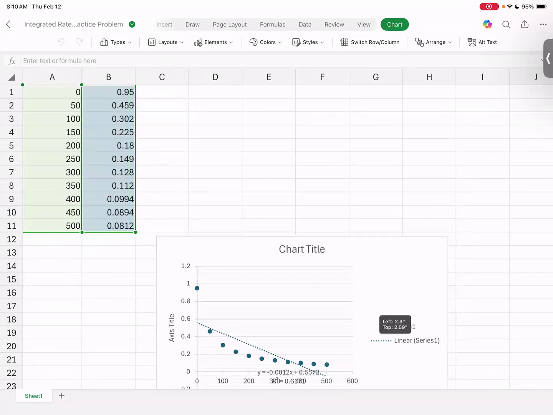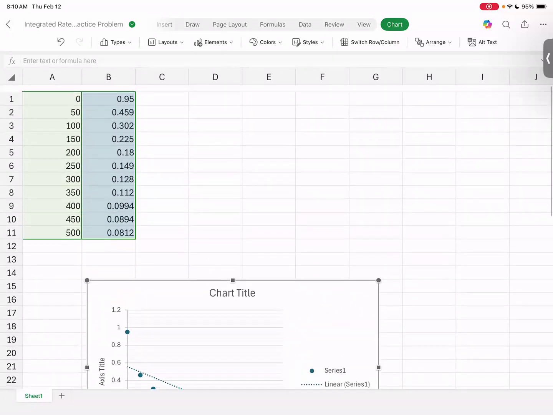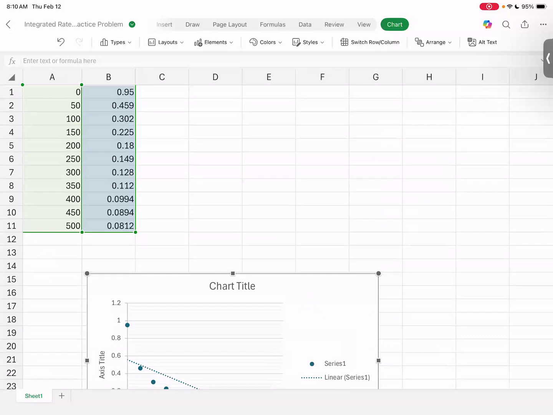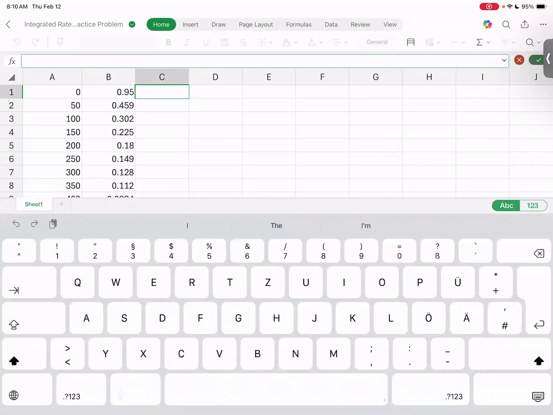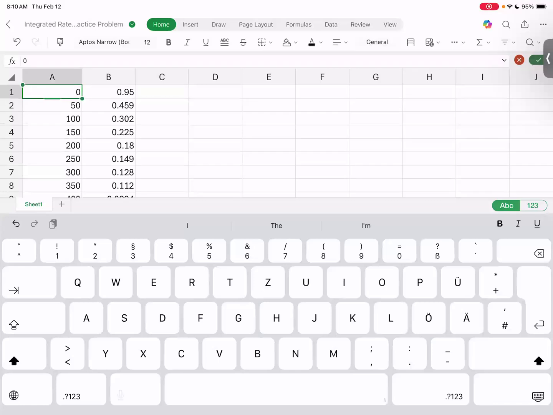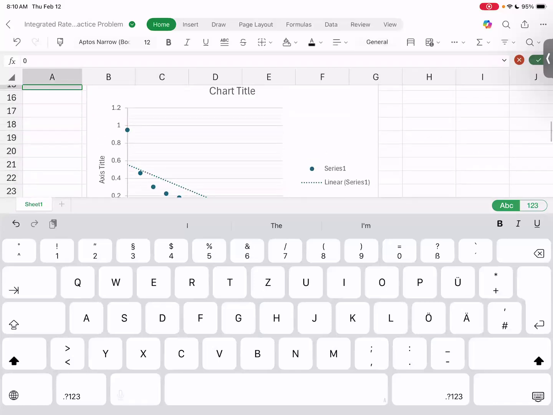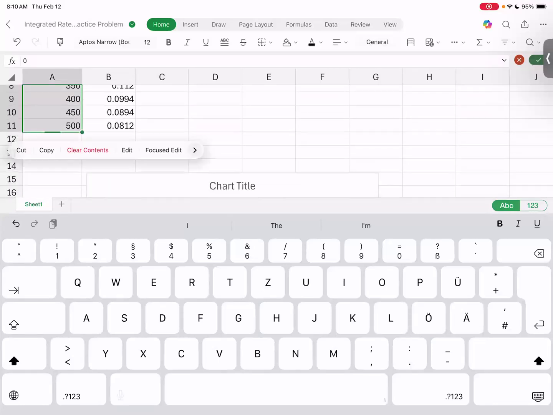So it is not zero order, most likely. So we go in and figure out if it is first order. And the way, now I have to do it, I just remembered I have to do it slightly different on my iPad.